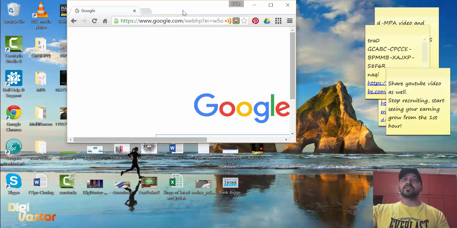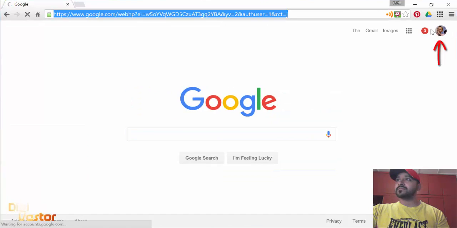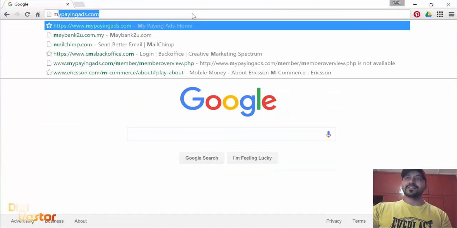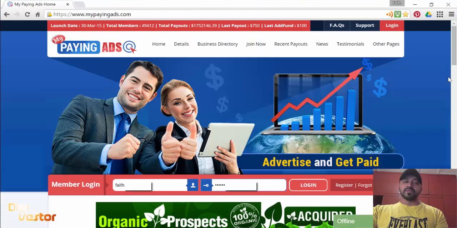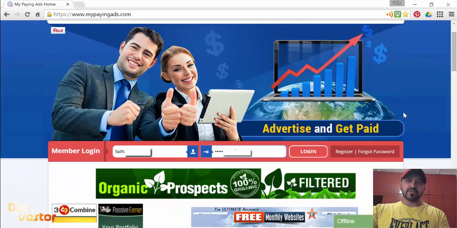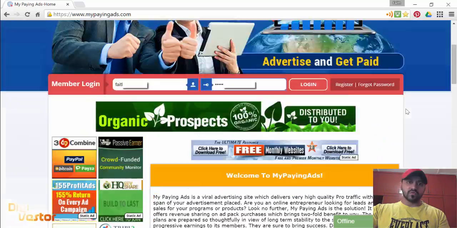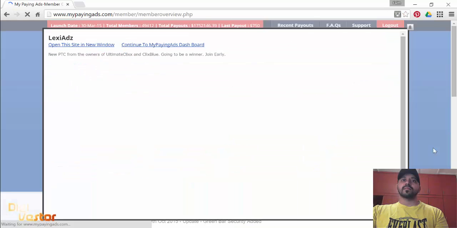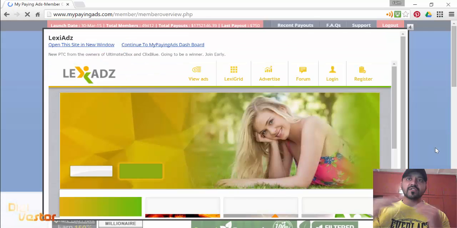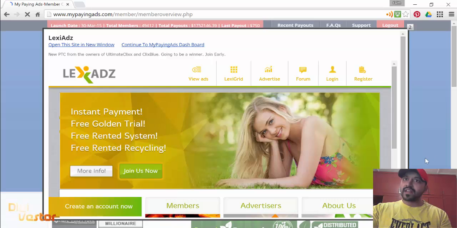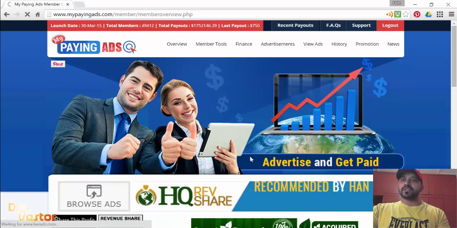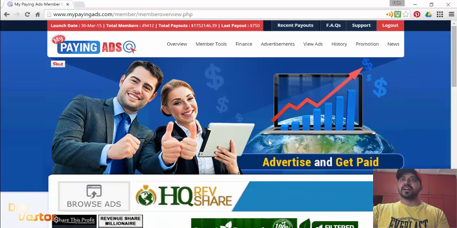All right, so let's go to my paying ads first. Once you've entered your username and password, it's time to log in. Now, after you've logged in, the first thing you're going to see is, of course, your login ads. Right, I'm going to continue to my advertising dashboard.